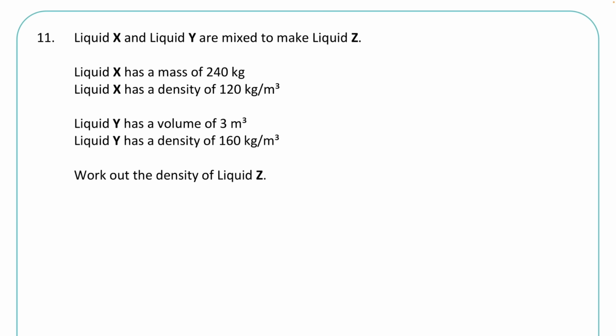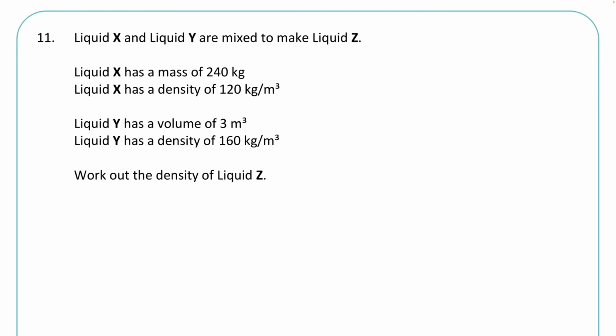Okay, so we have some density, mass and volume, and we have a mixture going on. Liquid X and liquid Y are mixed to make liquid Z. Liquid X has a mass and a density given to us. Liquid Y has a volume and a density given to us. It wants us to work out the density of liquid Z.